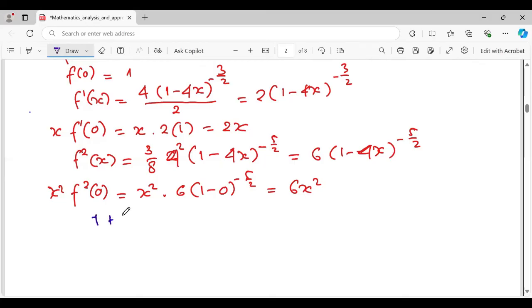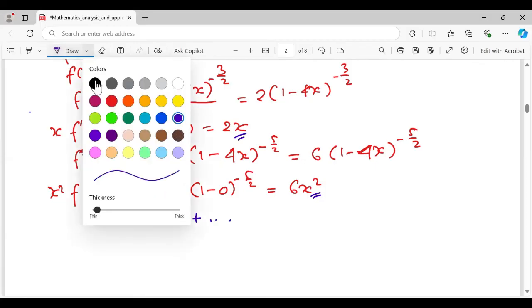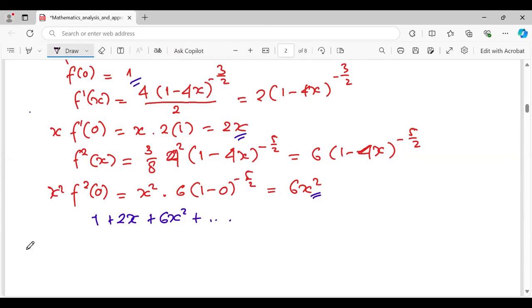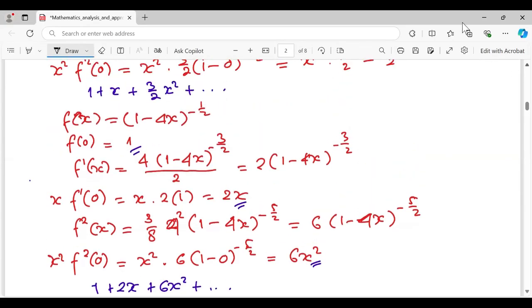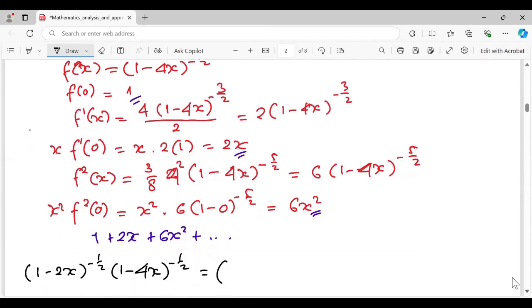1, 2x and 6x squared. So it means 1 minus 2x power minus half times 1 minus 4x power minus half is equal to... wait, I'm going to look at the expansion first. The first expansion, this, and then the second expansion, this.